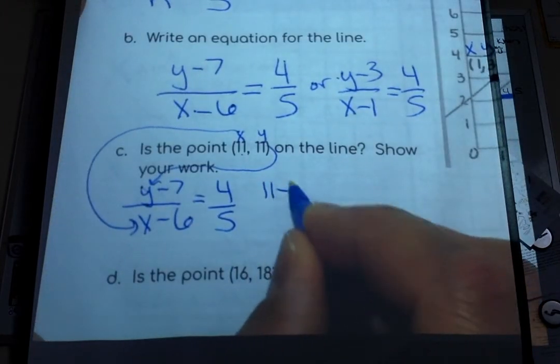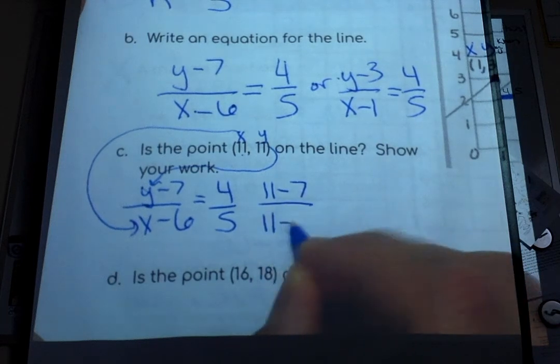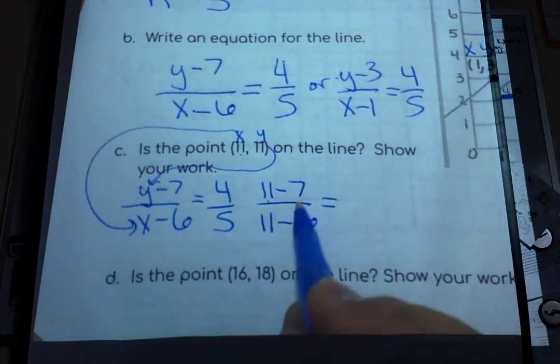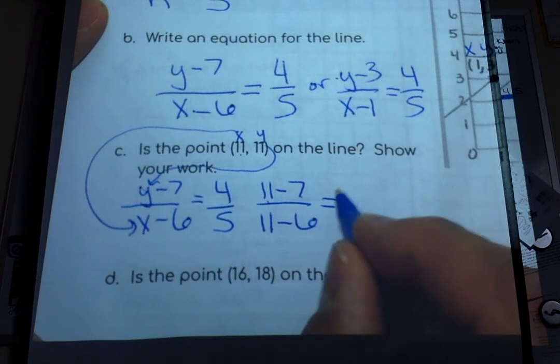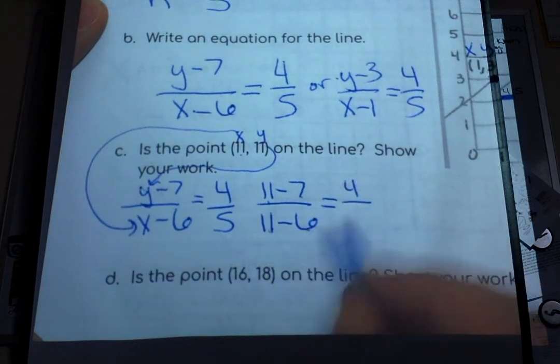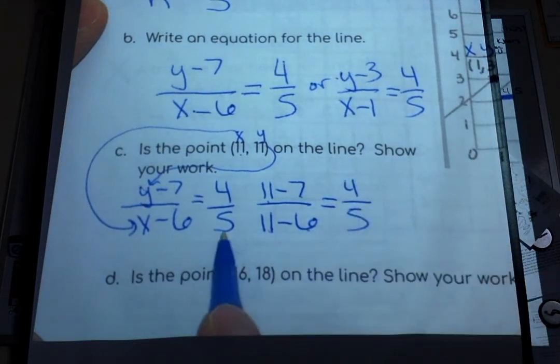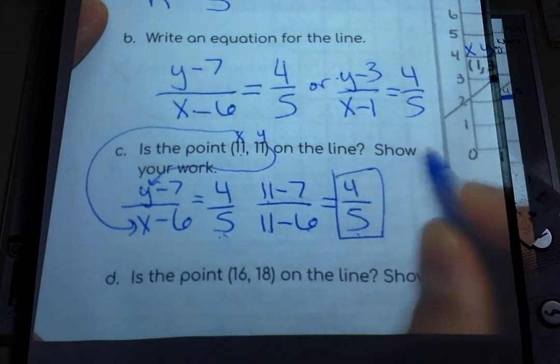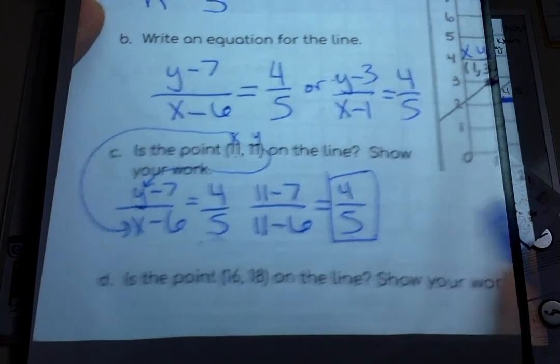11 minus 7 over 11 minus 6. 11 minus 7 is 4. 11 minus 6 is 5. Do they match up? Yes, they do. They have the same slope of 4 over 5. So yes. So how we would explain this?